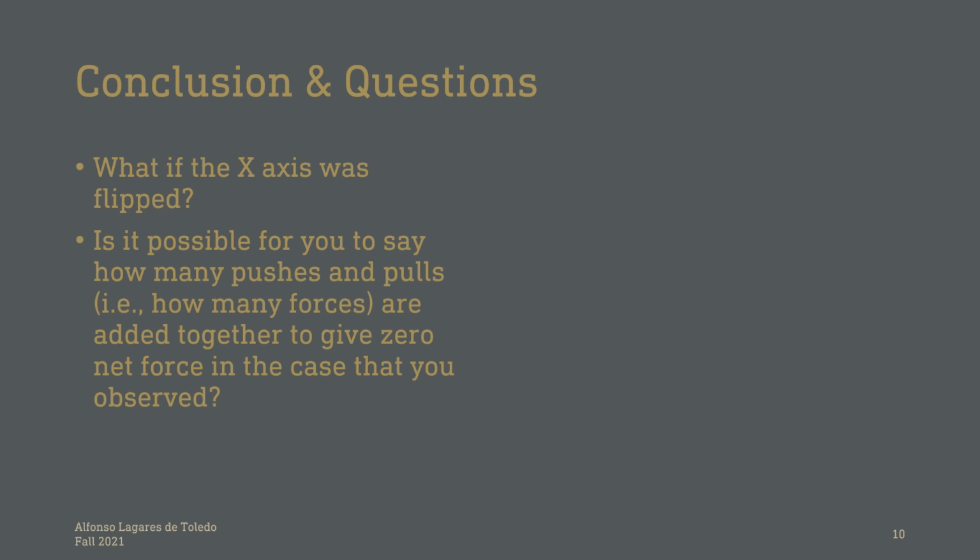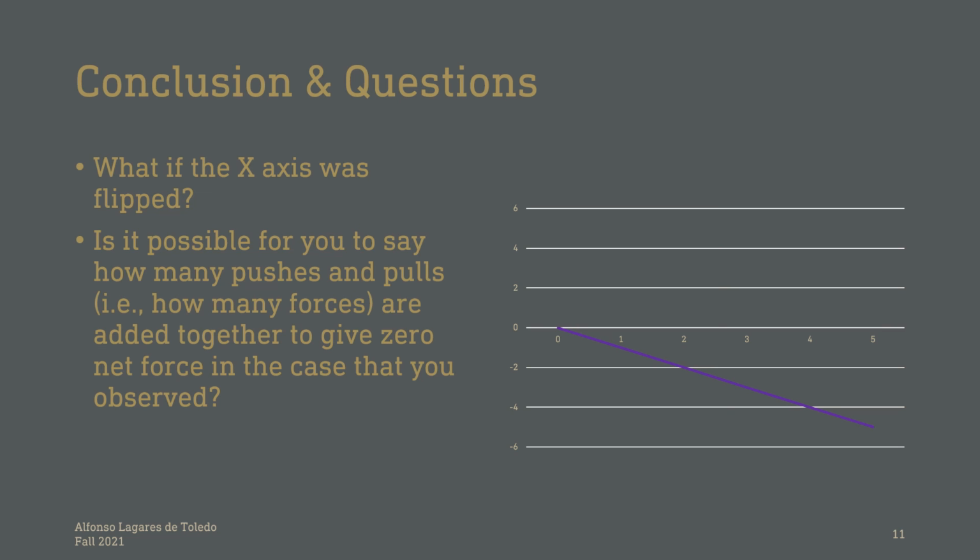force the ball experiences. If the x-axis had been flipped in the observation and the model, the position of the ball would be decreasing in value and not increasing, and so its velocity would be negative instead of positive. The position graph would thus have this shape, with the same slope as the actual position graph, but in the negative direction.